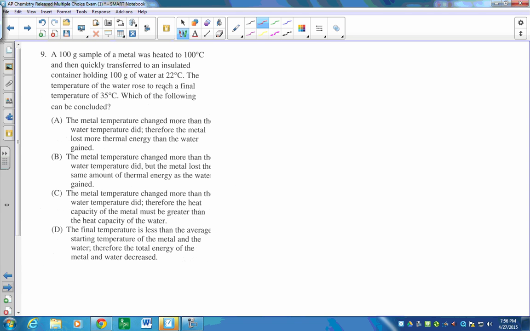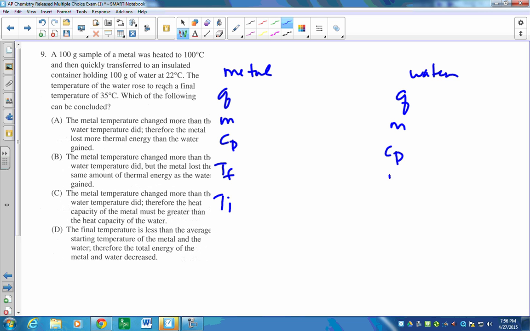Okay, and then 9, this one's crazy. This one takes, because we did this a long time ago. We have two things. We have a metal, we have water. When I was teaching you this, I told you to go Q, M, C, P, T final, T initial. You don't really have to do all this. I'm just trying to explain it.